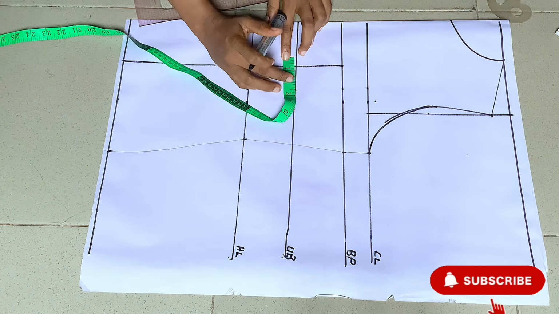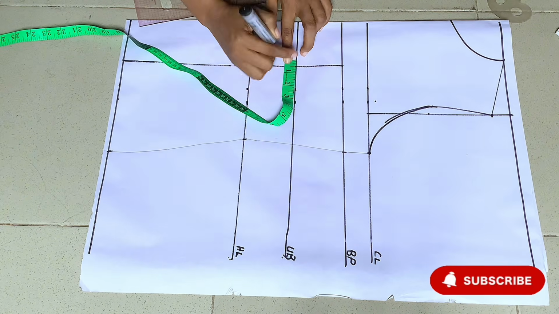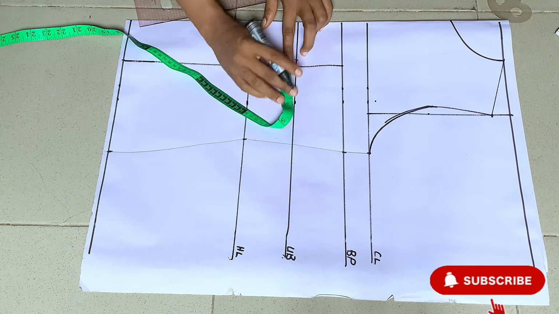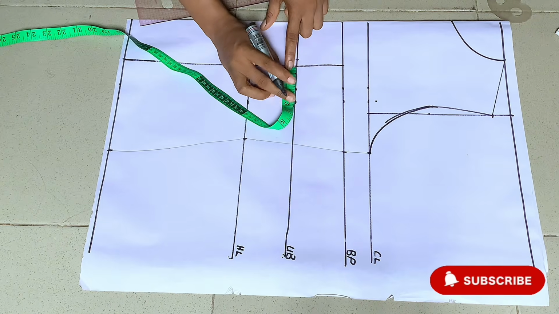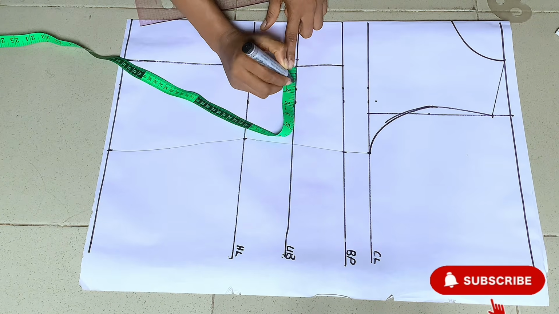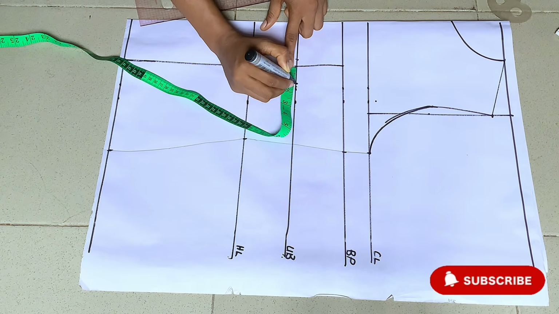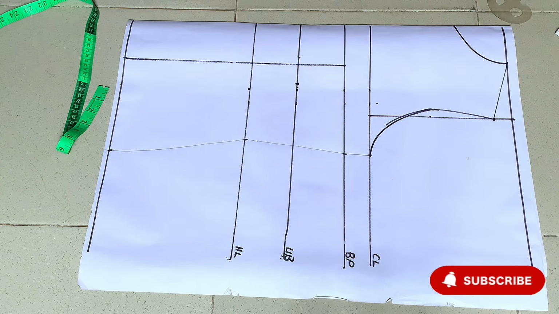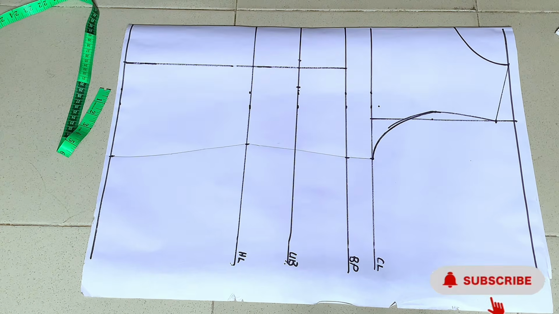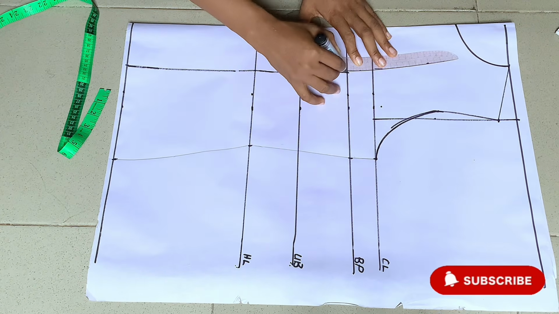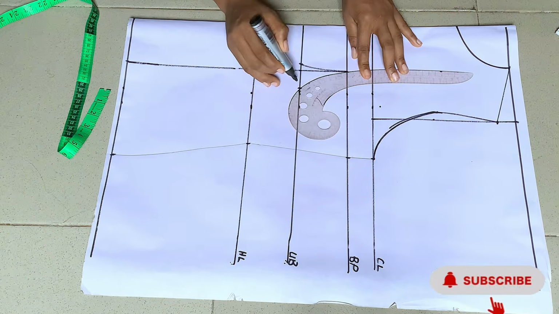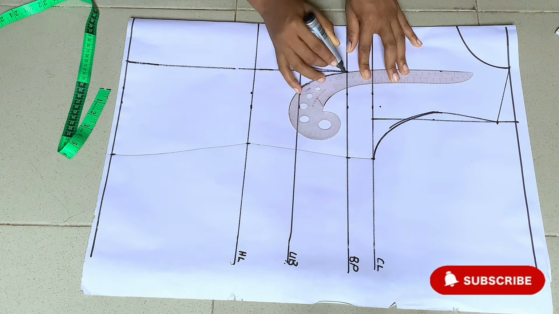Now on the under bust, you want to come in to the side, going to the center front. You want to go in by 1/2 of an inch, and then on the other side, the side front, I'm going in by 1/4. If you're busty, you can use 1.5 or 2 inches. Now I'm going to use my curve rule to connect these points together like so.